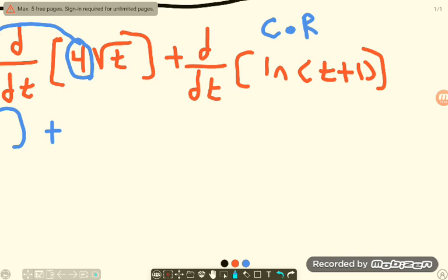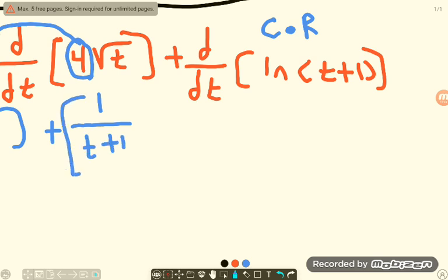So the derivative of the outer function with respect to the inner one, multiplied by the derivative of the inner function. What is the derivative of the outer function? ln of t, sorry. What is the derivative of ln of t? That is 1 over t. So instead of 1 over t, 1 over the inner function. So 1 over t plus 1.